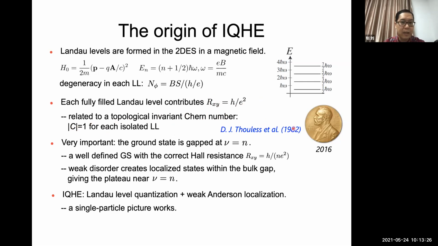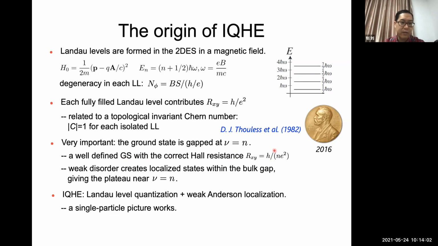And this relationship between the transport quantity Rxy and the topological invariant Chern number was first established by Thouless in 1982. In the explanation of the integer quantum Hall effect, it's very important that the ground state is gapped at the integer filling. Well, we know at the integer filling, the ground state is just the n filled Landau levels below the Fermi energy, right? So the gap is just the energy spacing between the highest occupied Landau level and the lowest unoccupied Landau level. So it's equal to ħω. And this gap gives us a well-defined ground state with a quantized Hall resistance h over n e squared.